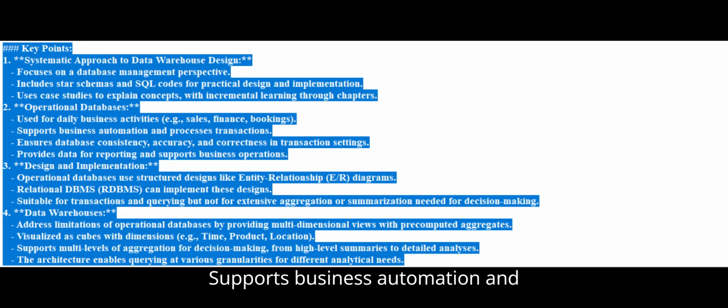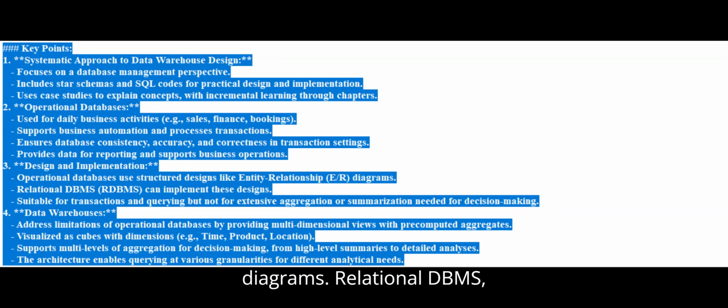Supports business automation and processes transactions. Ensures database consistency, accuracy, and correctness in transaction settings. Provides data for reporting and supports business operations. 3. Design and implementation. Operational databases use structured designs like entity relationship, E/R, diagrams.